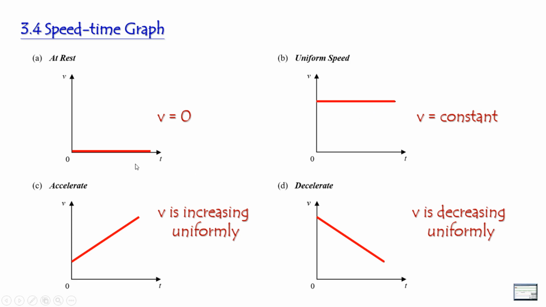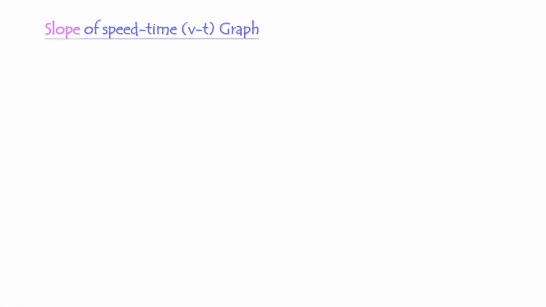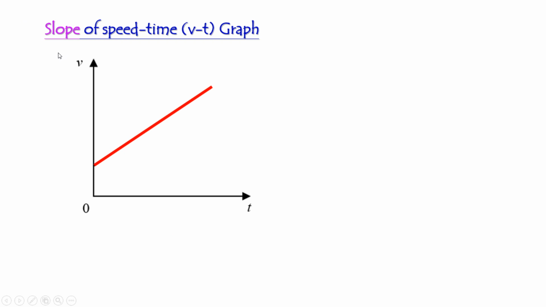Is it okay? And we have 2 special features that can be found from the speed time graph. The first one is about the slope of a speed time graph. Do you still remember how to find out the slope of a graph, or the gradient of a graph? Okay, if you forget about it, then we are going to tell you once more.